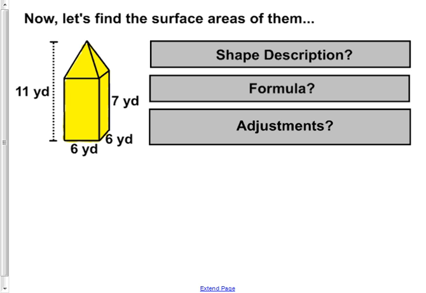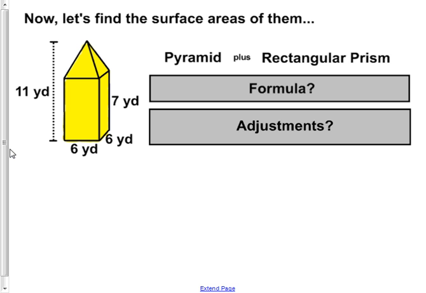Okay, so we're going to take a look at the first figure. Please copy it down along with the measurements that are provided for you there in the diagram. As you are copying it down, let's see if we can figure out what the description of this shape would be and whether or not it has changed from our description the other day. Now, the other day we called this a prism plus a pyramid as far as volume was concerned. Now that seems like a fairly accurate description as far as surface area is concerned as well. So calling it a pyramid plus a rectangular prism is still accurate.